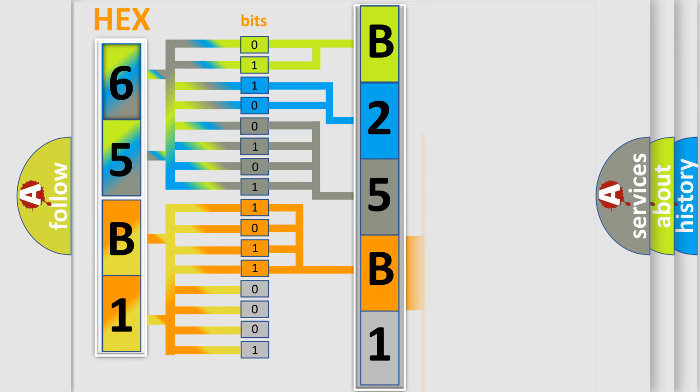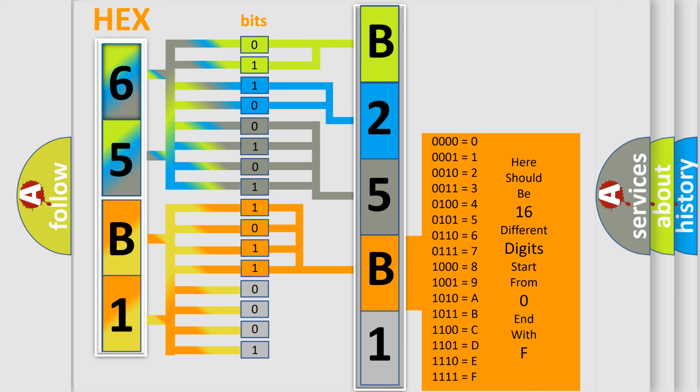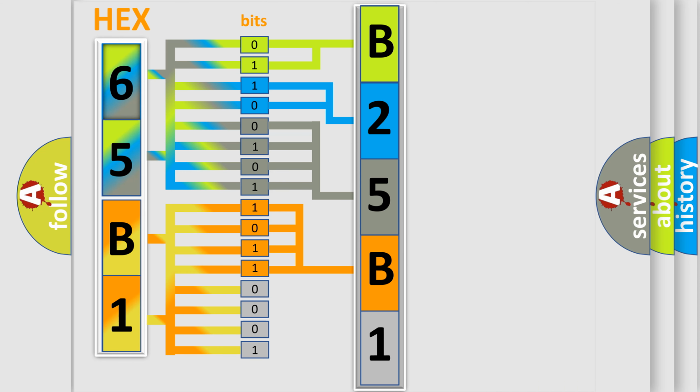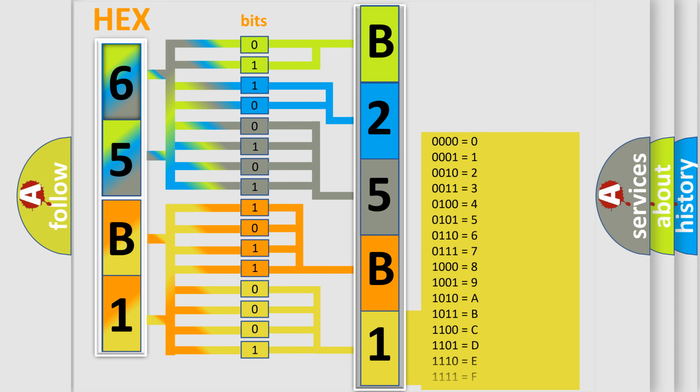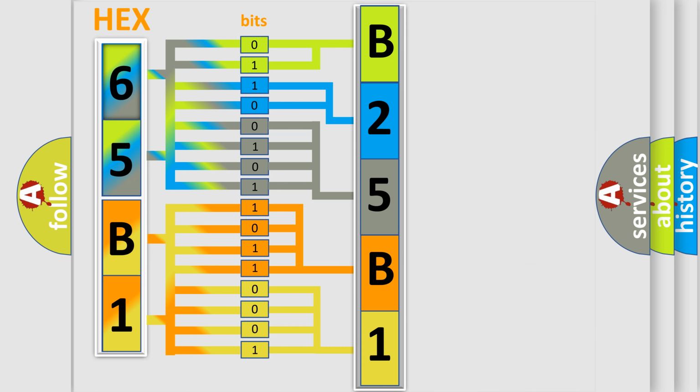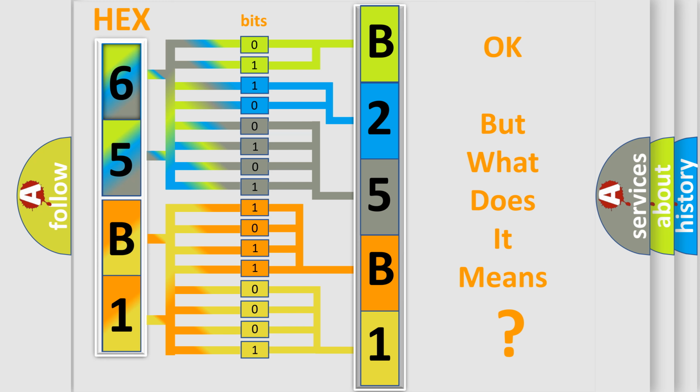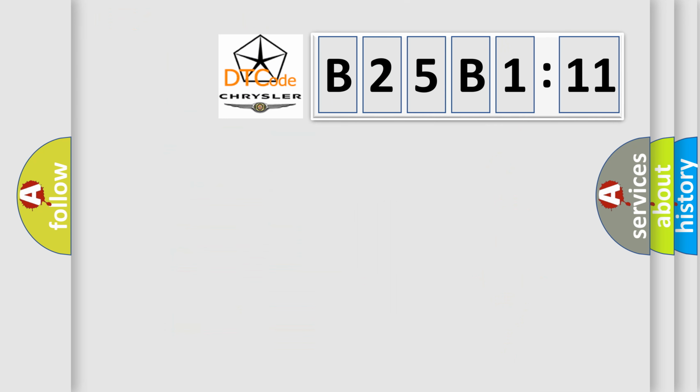The number itself does not make sense to us if we cannot assign information to what it actually expresses. So, what does the diagnostic trouble code B25B1-11 interpret specifically for Chrysler car manufacturers? The basic definition is fuel system monitoring, lambda adaptation. And now this is a short description of this DTC code.